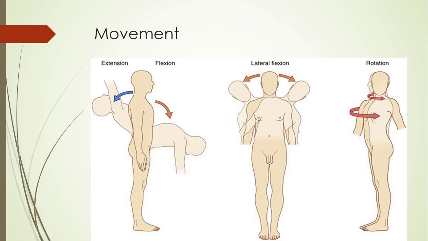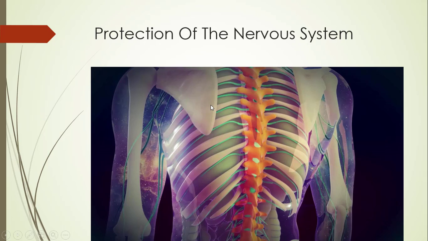Let's talk about the protection of the nervous system. The vertebral column and its associated soft tissues of the back contain the spinal cord and the proximal parts of the spinal nerves. The more distal parts of the spinal nerves pass into all other regions of the body, including certain regions of the head and all other organs.